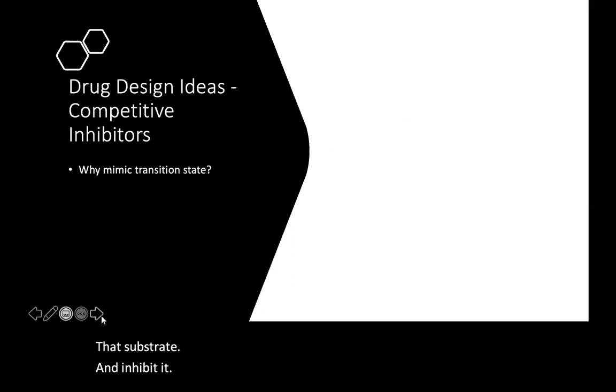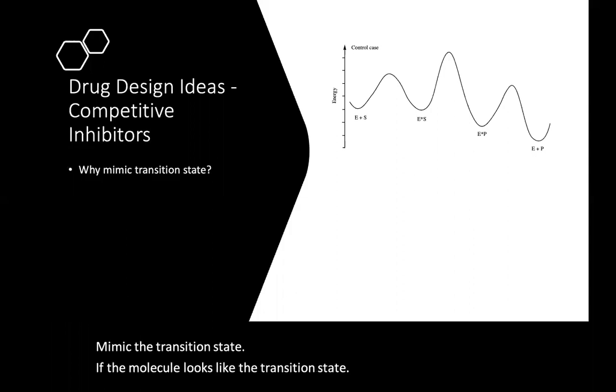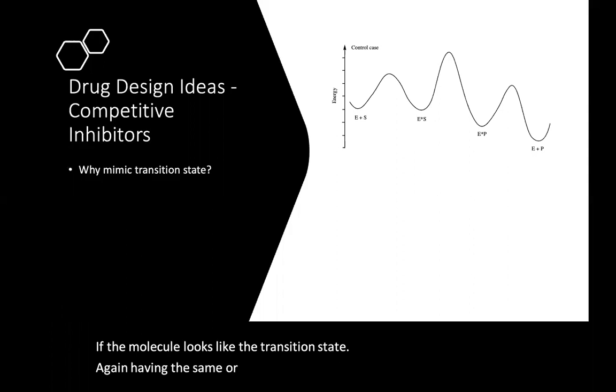So why do we want to mimic the transition state? Well, if the molecule looks like the transition state, again, having the same or similar three-dimensional shape and electrostatic charge, it will take less energy to bind this inhibitor than the actual substrate.